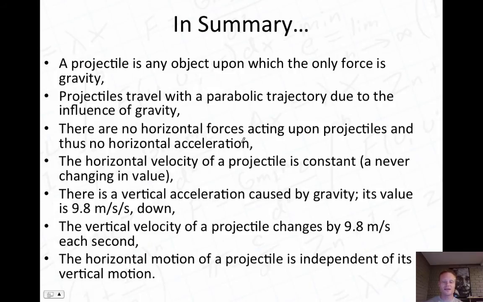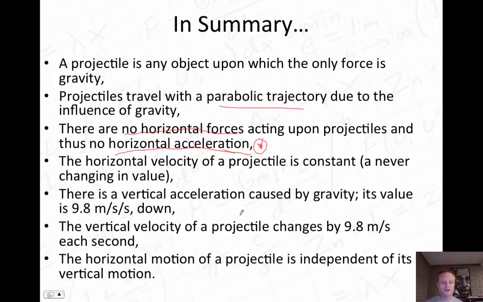In summary, and there's a lot of stuff here, so I apologize. Again, a projectile is any object upon which the only force is gravity. Projectiles travel with a parabolic trajectory due to the influence of gravity. There are no horizontal forces acting upon projectiles, so there is no horizontal acceleration. The acceleration in the horizontal direction is always going to be 0. The horizontal velocity of a projectile is constant, so it never changes. If there's no acceleration, how can the velocity change? Remember, acceleration means a change in velocity.